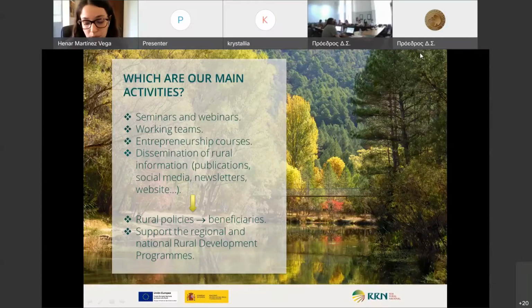We prepare and we organize all these activities because our main objective is to make the potential beneficiaries aware of the opportunities that are in our rural areas in Spain. And we also try to support the regional and national rural development programs.